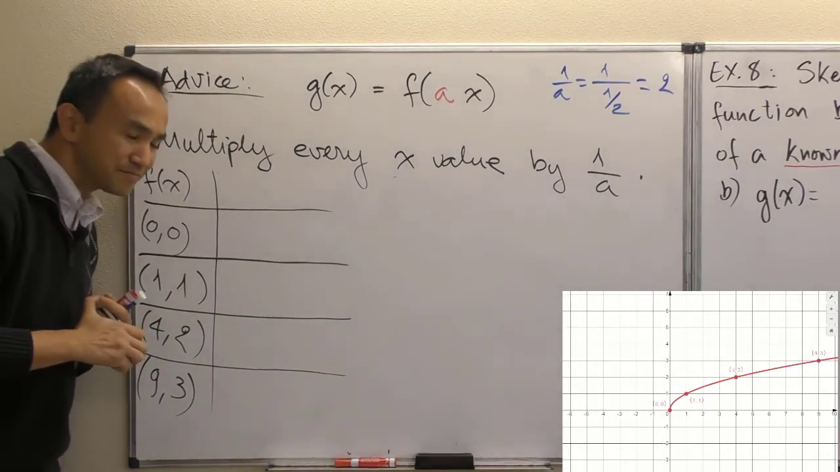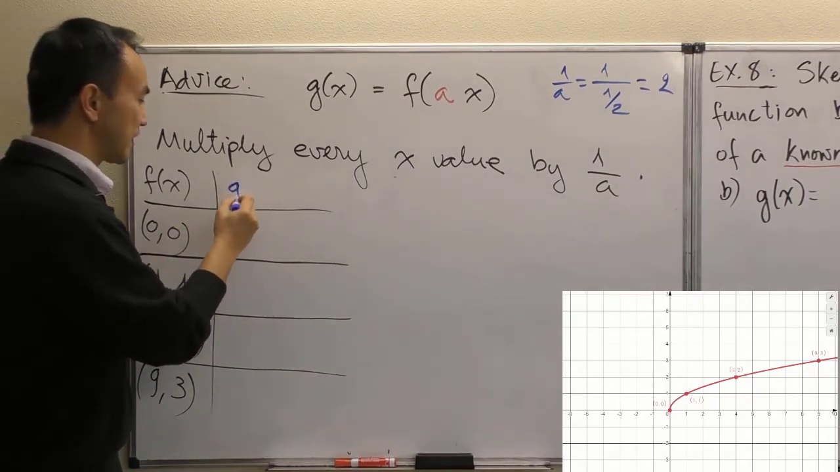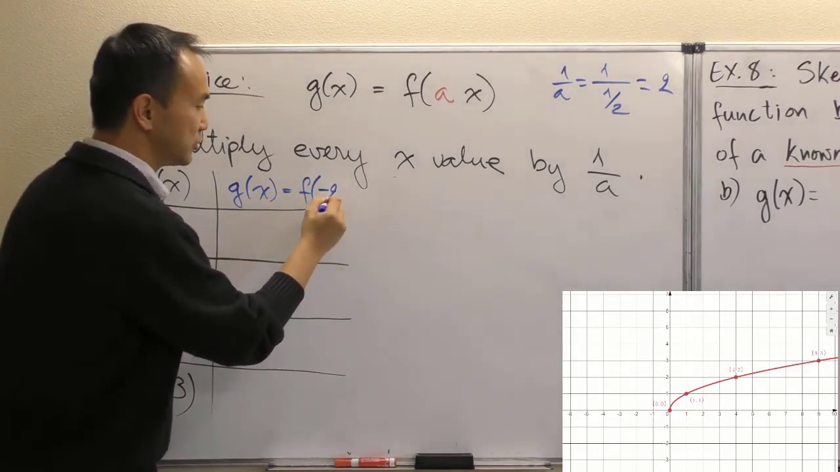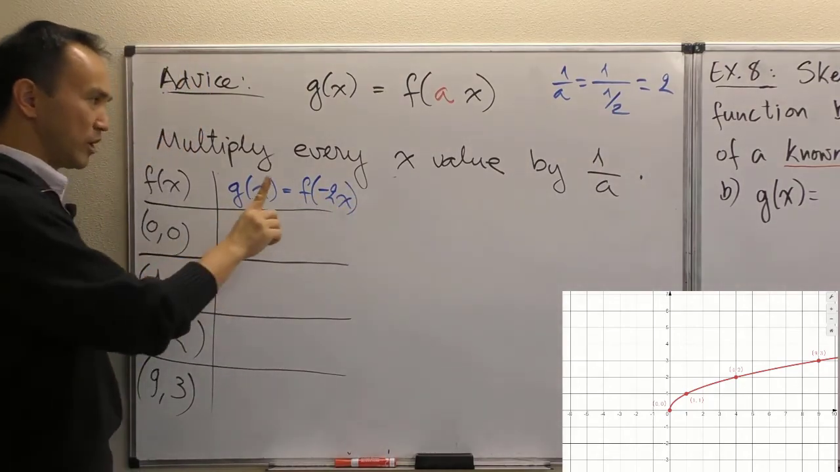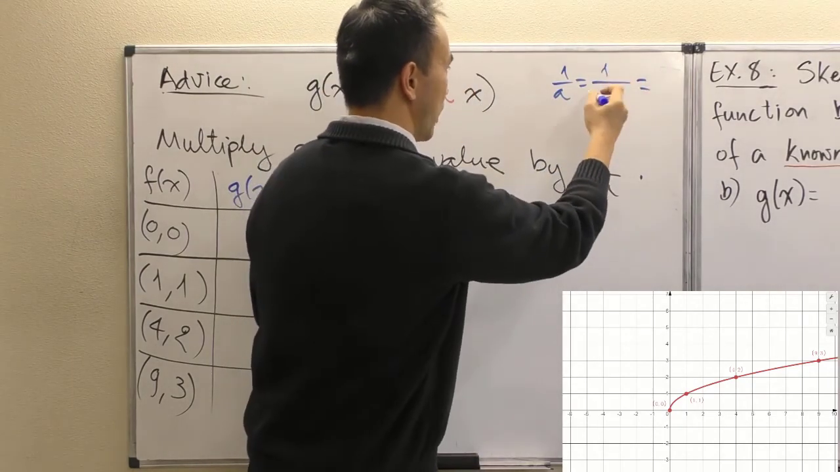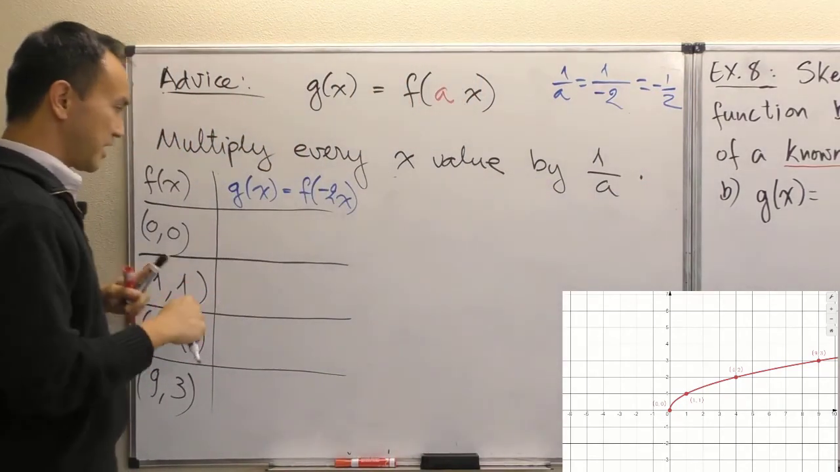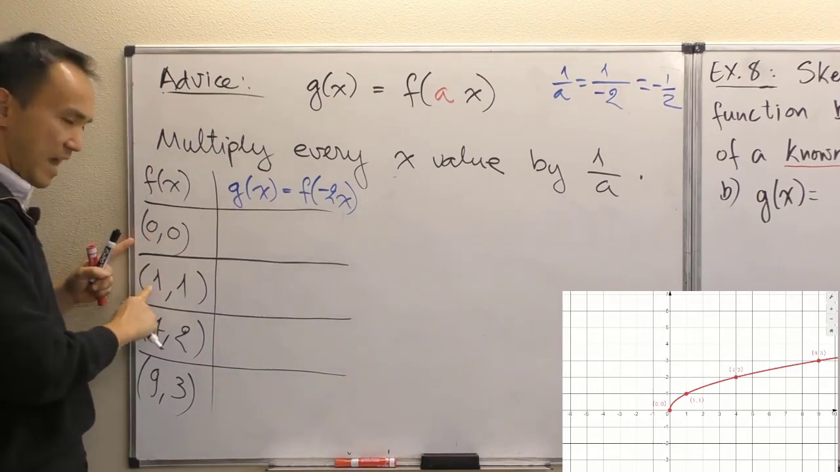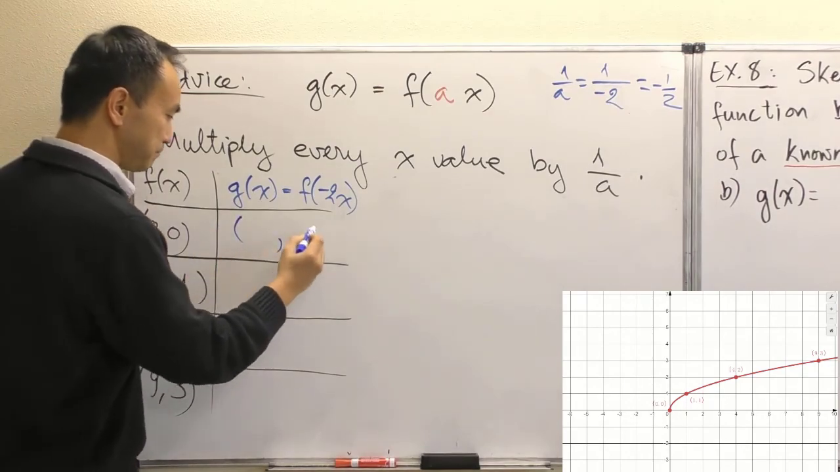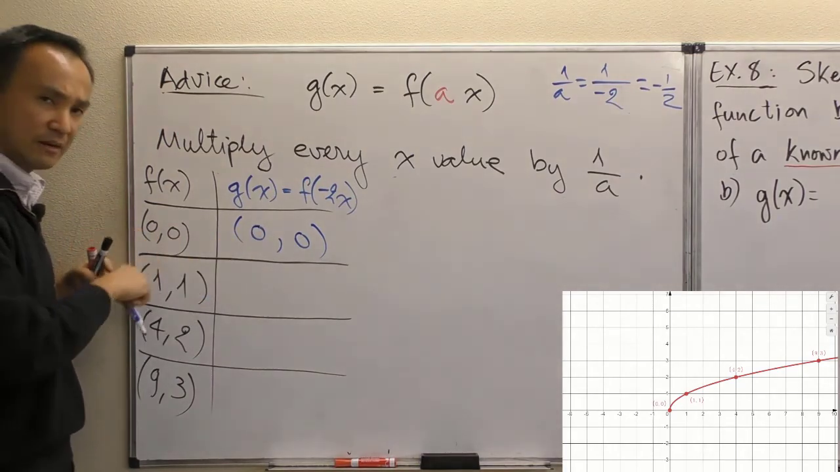Now, g of x is defined as f of negative 2x, so we multiply by 1 over a, which is 1 over negative 2, a negative 1/2. Let's go ahead and multiply it in. Negative 1/2 is multiplied with every x value in my list of guiding points. So for the first pair, the y value 0 stays the same, and the x value 0 also stays the same because 0 times negative 1/2 is 0.